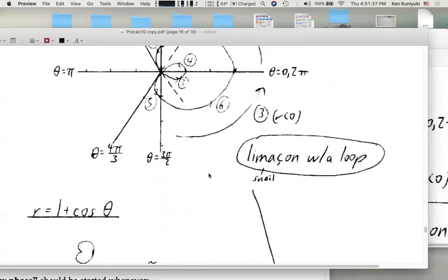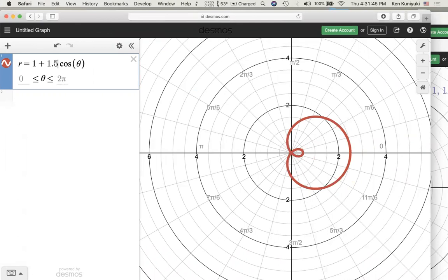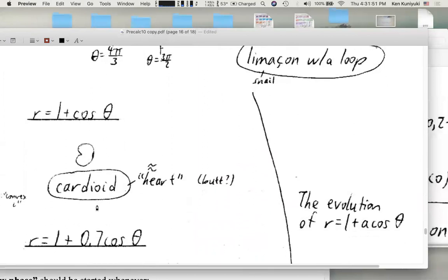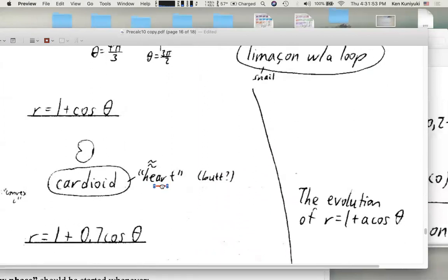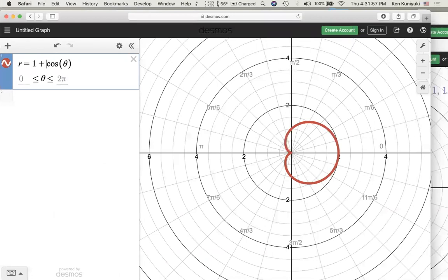Now, let's put a slider here. Instead of a 2, what if we have 1.5? Smaller loop. What if that's a 1? That's called a cardioid. That's R equals 1 plus cosine of theta, because it looks like a heart, right? So it's called a cardioid. What about 0.7? That's called a dimpled limaçon. There's no loop. What if we put a 0 here? That's R equals 1, basically.